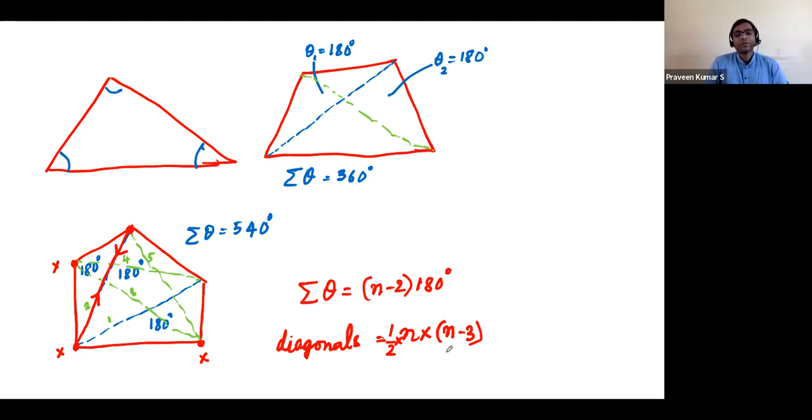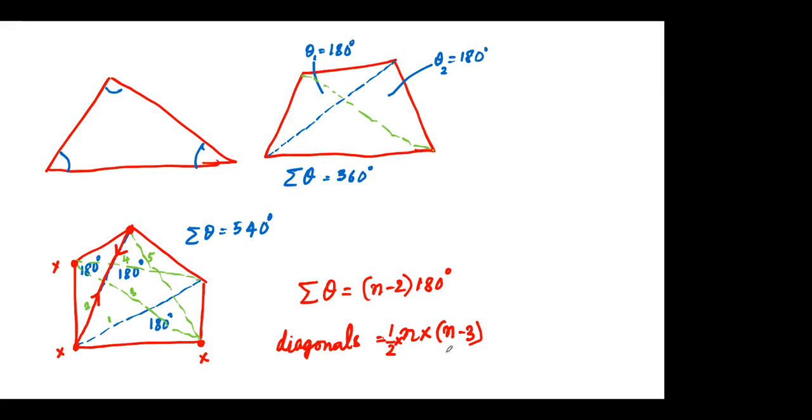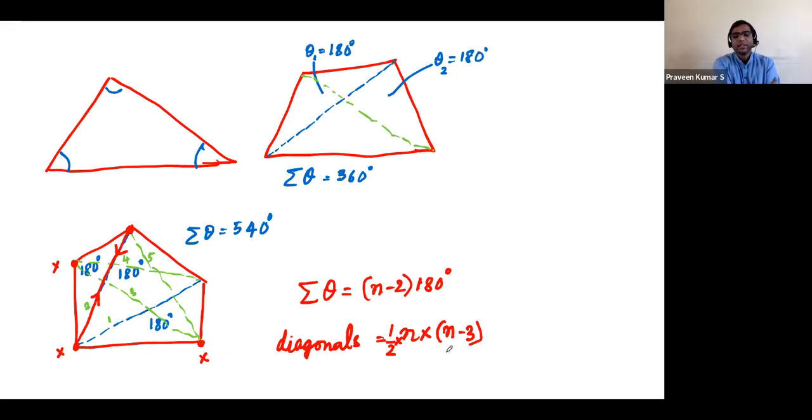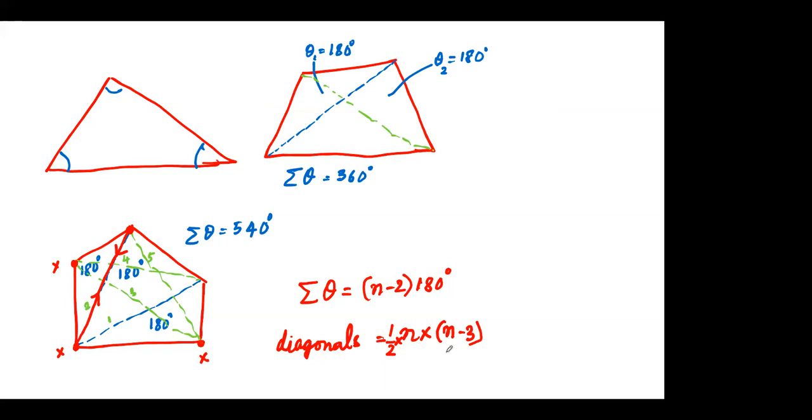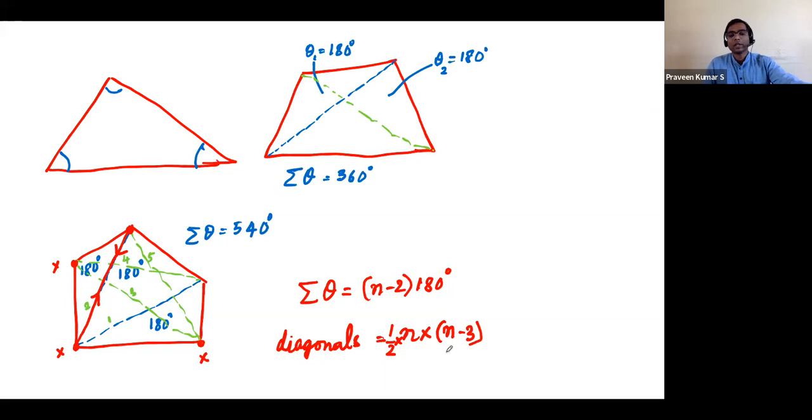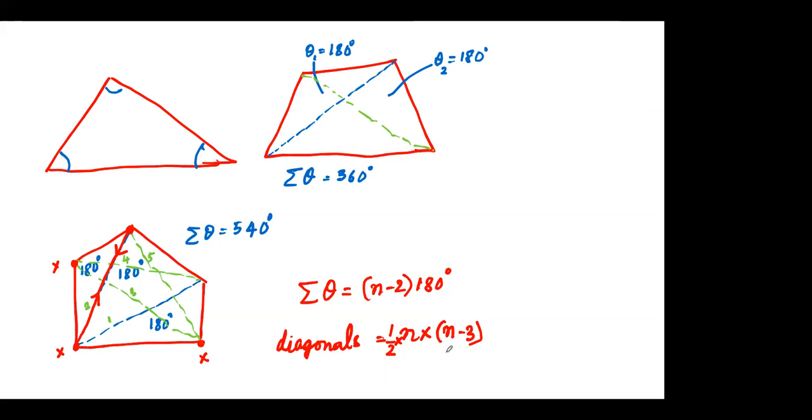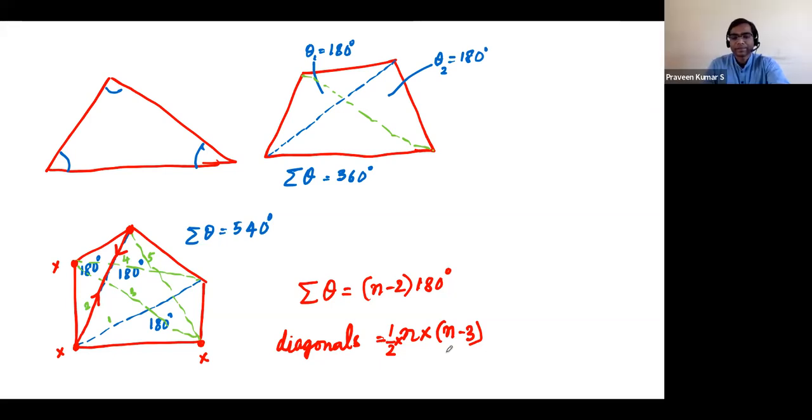Okay. Now if you substitute the case of a triangle, how many diagonals can you draw? 0. The moment you substitute 3 sides here, you will get 0. If you substitute n equal to 4, a quadrilateral, how many diagonals can you draw? 2. How many diagonals can you draw in the case of a pentagon? 5. That's exactly what we have counted also.